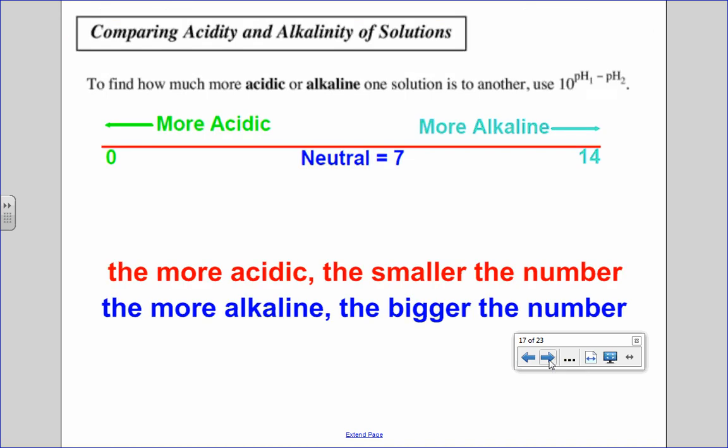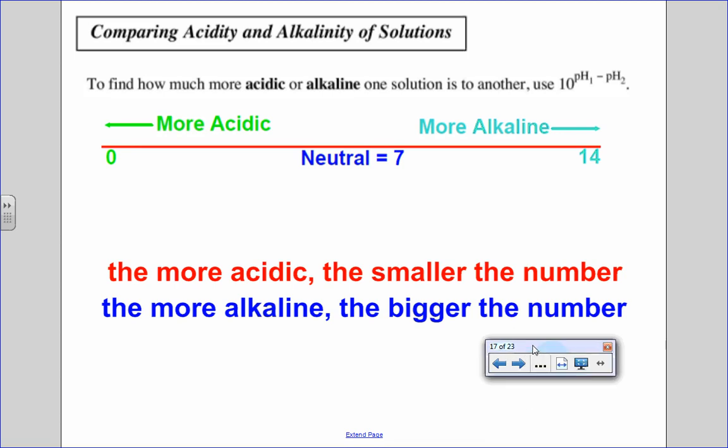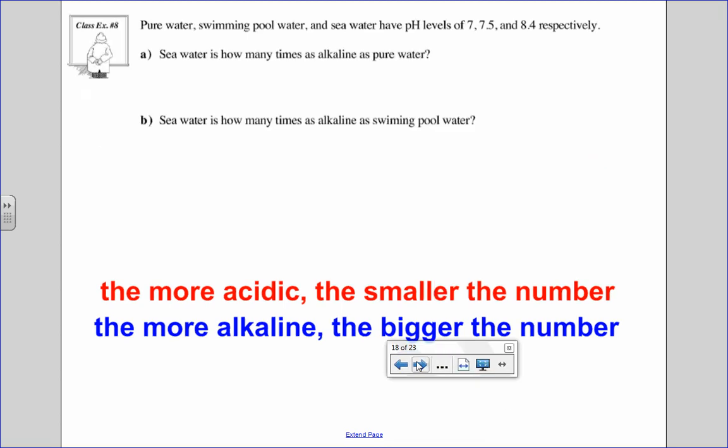So to figure out how much more acidic or alkaline it is, you just do 10 to the difference of the pH. So the exact same thing we were doing with Richter scale and sound. Okay, so let's look at this. Pure water, swimming pool water, and sea water have pH levels of 7, 7.5, and 8.4 respectively. So pure water, swimming water, and sea water, the acidity.